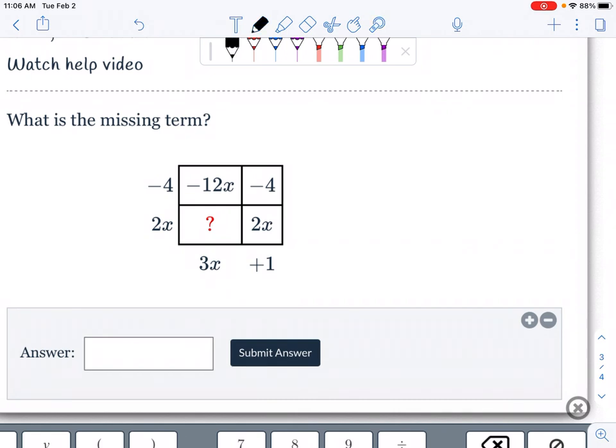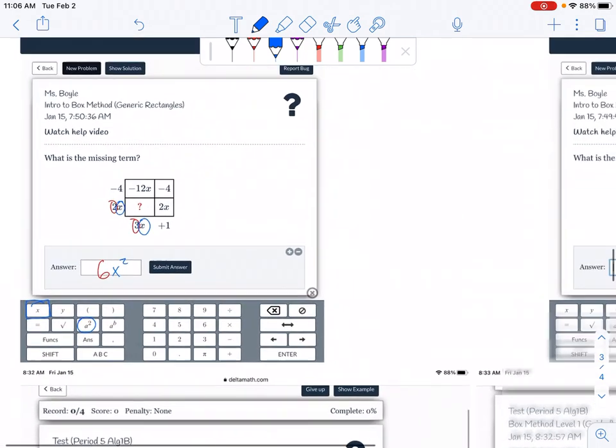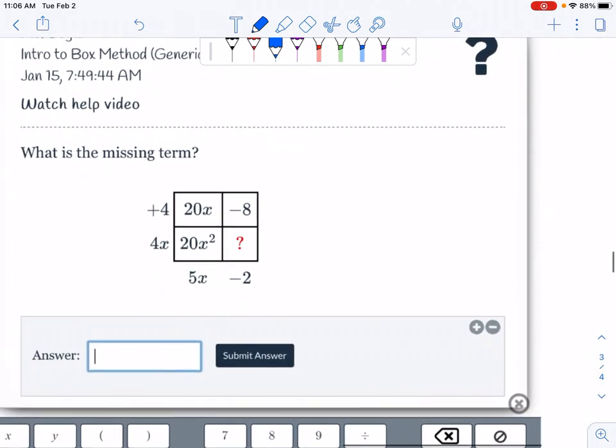So in this one, you would have to do 2 times 3 to get 6. And then you're doing, in blue here, x times x to make x squared. And remember, when you're typing in the x squared, you would type in x, and then you could hit this to the second power button. And that will just give it a 2. So let's see another example here.